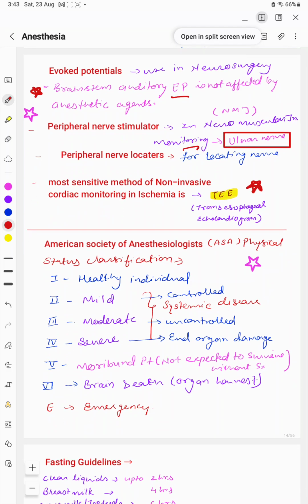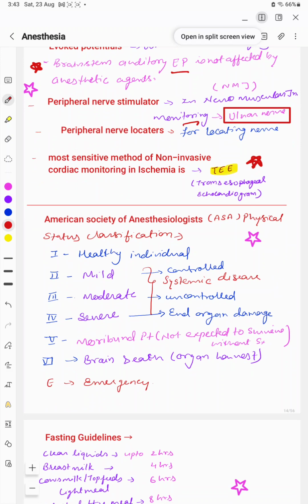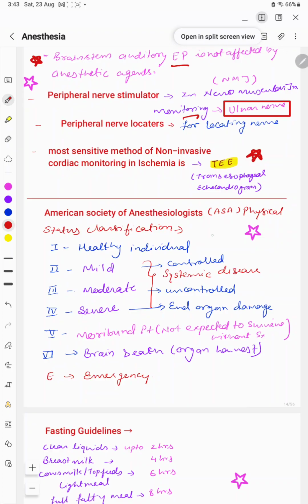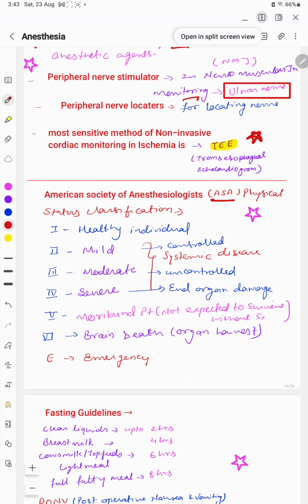Then the American Society of Anesthesiologists. This is also very important, a question from this topic has already been asked. The American Society of Anesthesiologists physical status classification classifies patients into 6 categories. First category is a fully healthy individual, who doesn't have any problem. And the 6th category is brain-dead patients. You may wonder why we give anesthesia to brain-dead people. Because of organ harvesting. So first is totally healthy and the 6th is brain death.